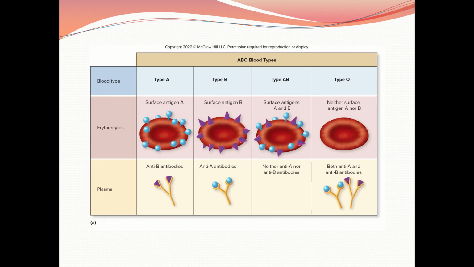This table illustrates the ABO blood types. For blood type A, the surface antigen is A, and it has anti-B antibodies in the plasma. For type B blood, the surface antigen is B, and it has anti-A antibodies in the blood plasma. In type AB blood, the surface antigens are A and B, and the plasma has neither anti-A nor anti-B antibodies. And then in type O, neither surface antigen A nor B, and both anti-A and anti-B antibodies are in the plasma.